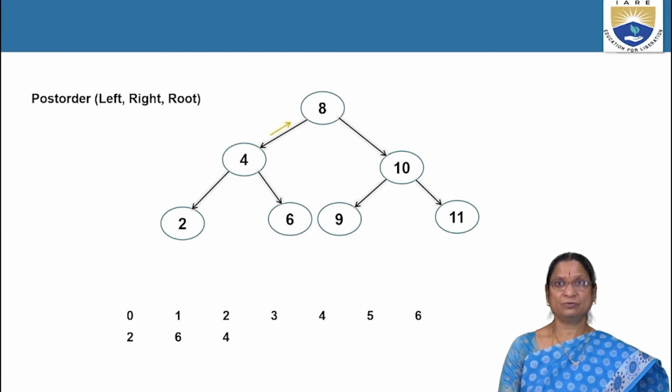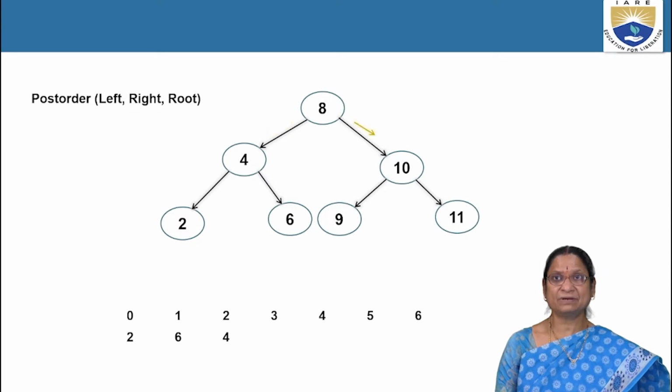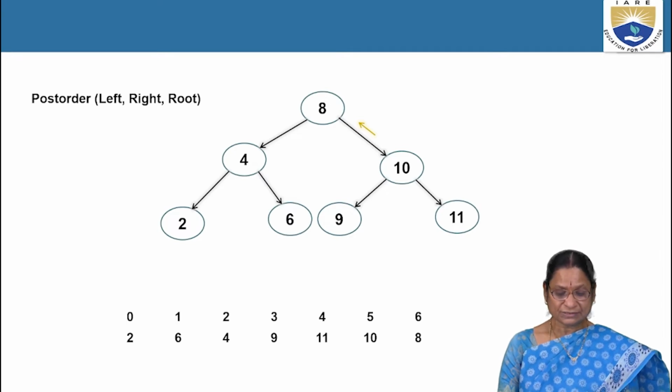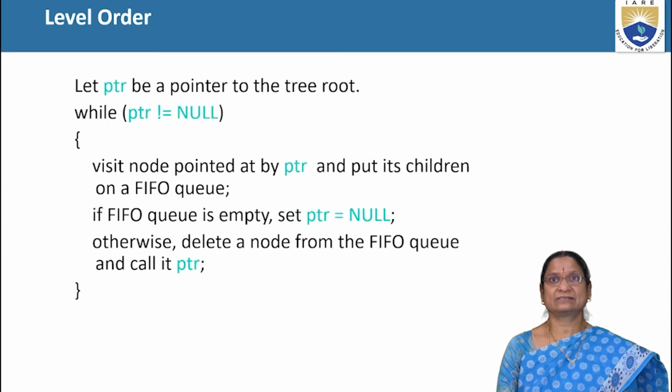Similarly, after that we are moving to the root. But what is the next order? Left subtree completed means the right subtree must be considered by us. In the right subtree, again 10 is going to be the root. Its left child is 9. 9 will be processed. Then its right child is 11. 11 will be processed. Then the root 10 will be processed. Finally 8, the root of the main tree, will be processed. So what is the order of our post-order? 2, 6, 4, 9, 11, 10, 8 is the post-order.